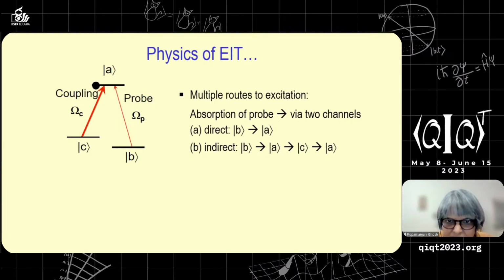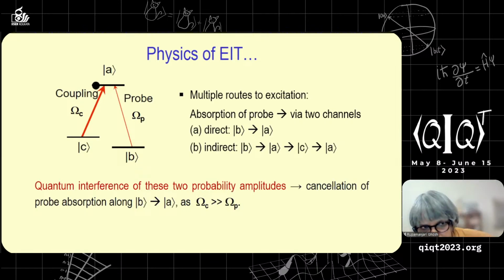These two paths, the routes, interfere, and quantum interference of these probability amplitudes leads to cancellation of probe absorption from B. So B to A, nothing gets lifted, though the laser is actually on resonance with the probe transition. So this is the physics of EIT. Again, there are two paths, and the two path probability amplitudes interfere.